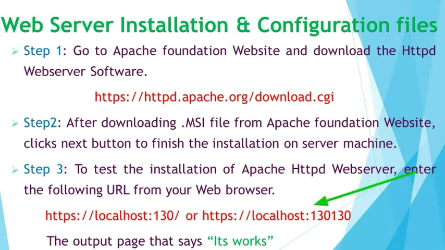After completing the installation process, if you want to test the installation of the web server, you have to enter this URL from your web browser. Okay, this is the URL. You have to enter this URL. After giving this URL, one output page will be displayed on your web browser that says "It works", which means if your installation is completely finished, this page will be displayed on your web browser.